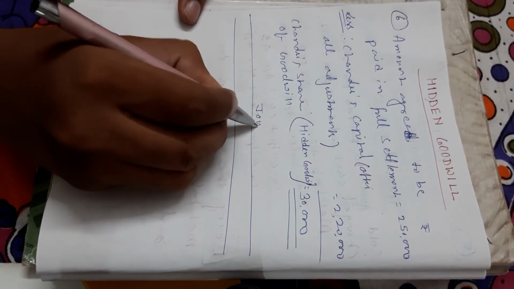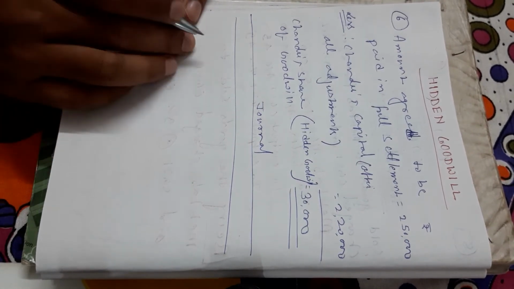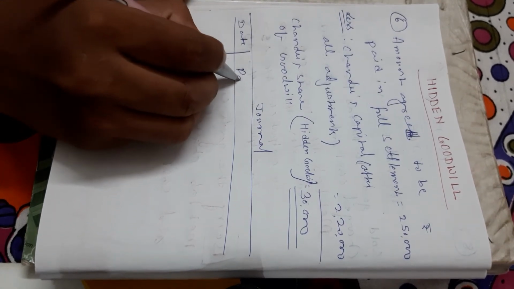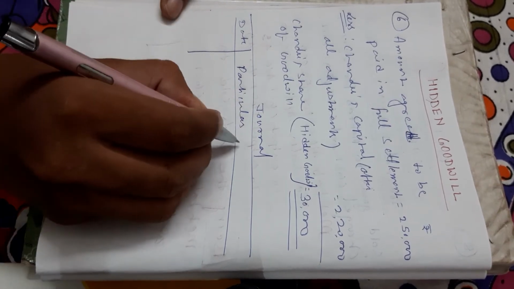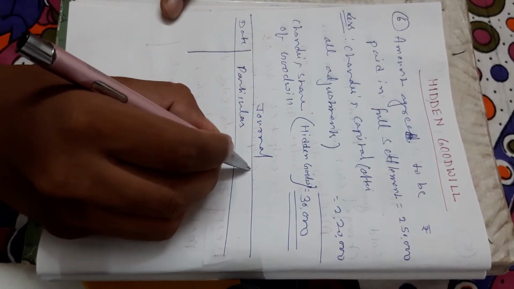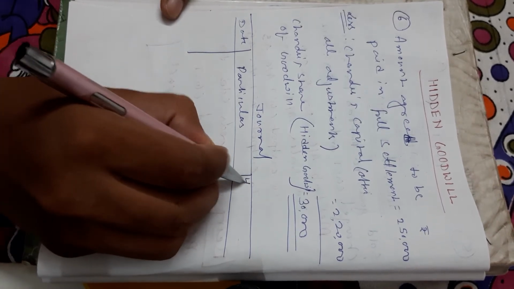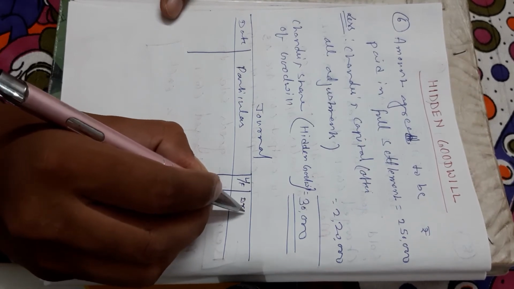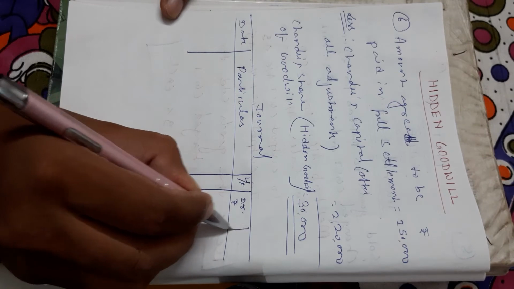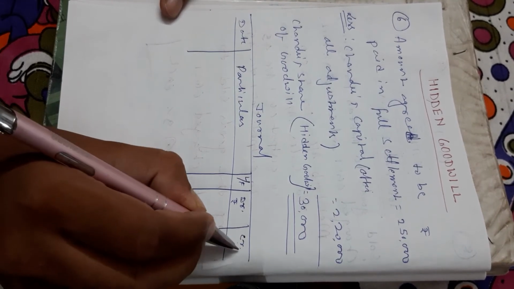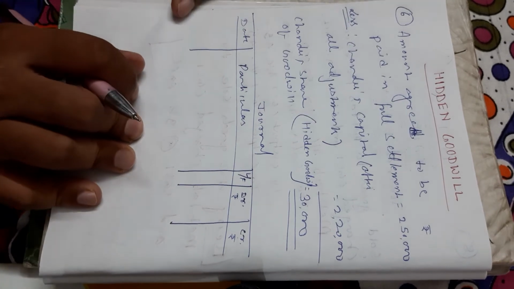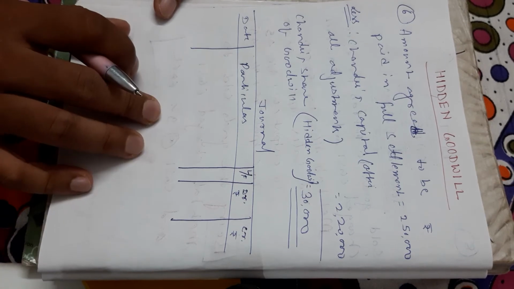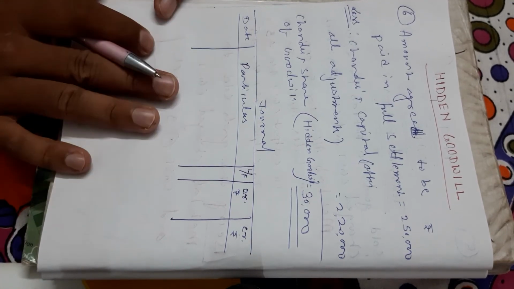What is a journal? How will you pass the journal? I am going to discuss. You know very well the format of a journal: date, particulars, LF, debit, rupees, and credit. Clear? You know very well the format, but you cannot pass the journal entries.